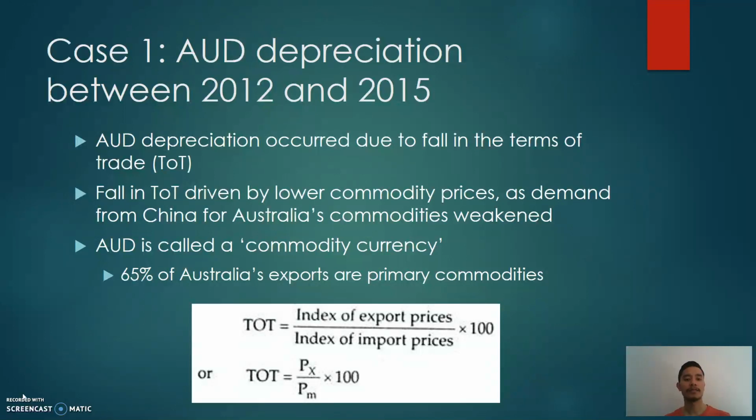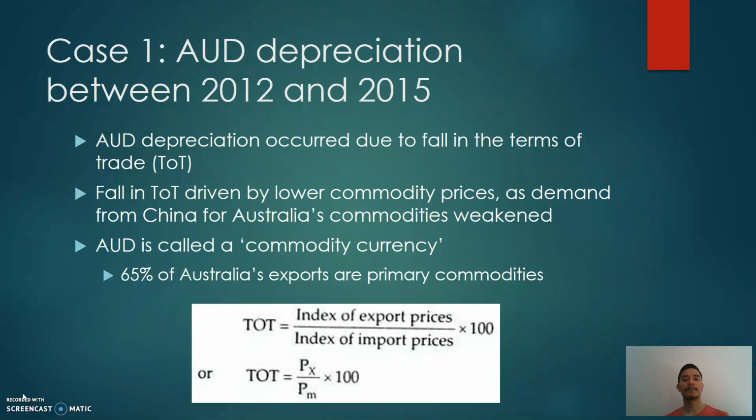The key points that I want you to take away from the case, which is, as I mentioned, the depreciation of the Aussie dollar between 2012 and 2015, is how the Australian dollar depreciated due to the fall in the terms of trade. The terms of trade is a concept, again, that we've covered before. Broadly speaking, you can see the equation at the bottom of the slide. It is the index of export prices divided by the index of import prices times 100.